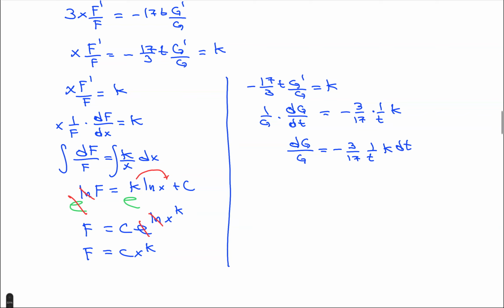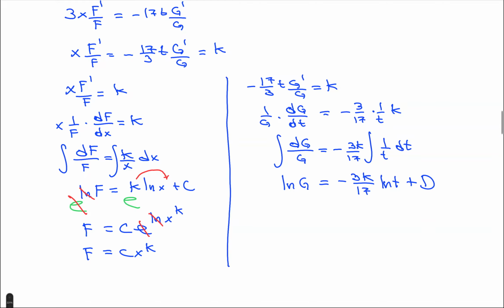k dt. Actually, I could write the k and multiply it with the negative 3 over 17. So we can go ahead and integrate both sides at this point. That's going to leave us with ln of g equals negative 3k over 17. Well, actually, this is supposed to be 1 over t. And then this is ln of t plus another constant of integration, which I'm going to call d.